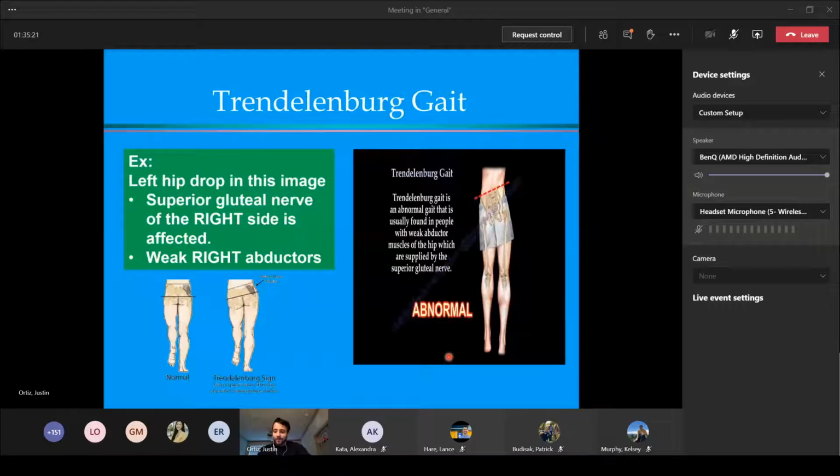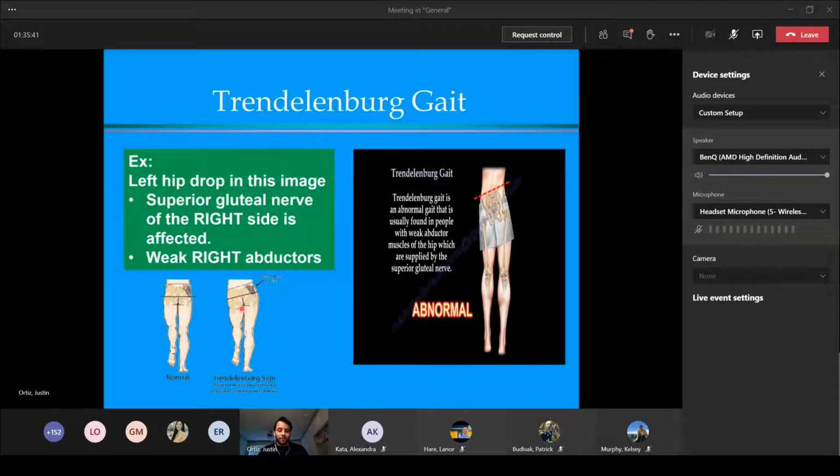Okay. So he talked about Trendelenburg gait really quickly. He didn't even put a slide on it, so I put a little slide on it just to make sure I'm covering all my bases, to make you as prepared as possible. He talked about it a little bit, so I put a little slide to understand what's going on.